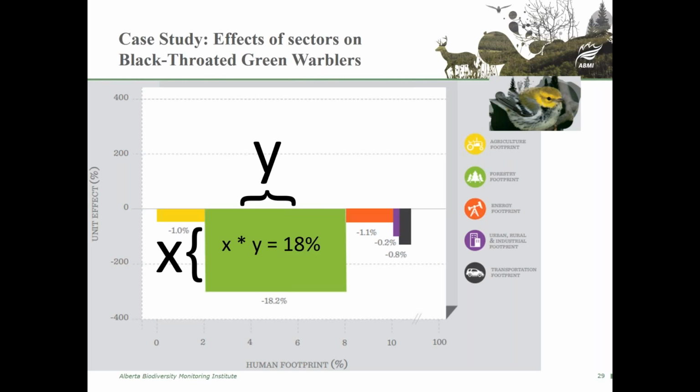The area of each sector-specific rectangle, which is equal to the unit effect multiplied by the area footprint, is the total effect of the sector on the species' relative abundance in this region. This analysis was run for the foothills and boreal natural regions combined. In this region, you can see here that the forestry footprint has the strongest effect per unit area on this species. Overall, forestry is estimated to have reduced the regional population of this species by about 18%. The other footprint types have negative effects on the species as well, but their total impact is smaller just because they take up a smaller area.